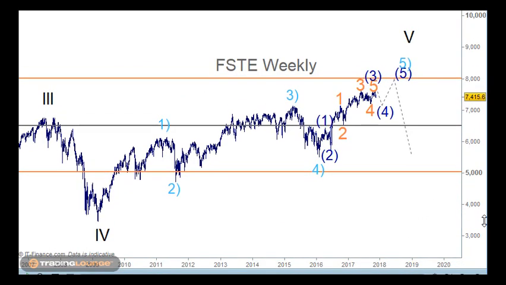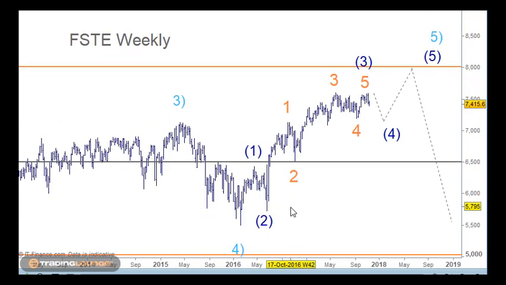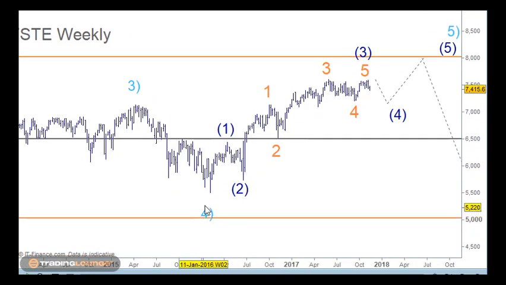Okay, so this is basically the FTSE on the bigger picture here with cycle degree wave 4 here, and then 1 and 2 and 3 and 4 of primary degree, and then wave 1 and 2 here, then 1 and 2 and 3 and 4 and 5 here. Wave 5 is a little bit small here, but I've got to pull it into line with the other markets.